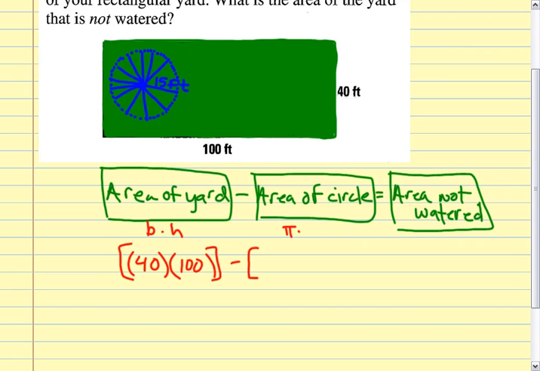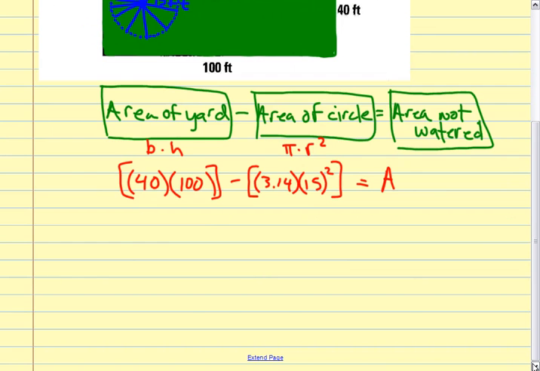Pi times radius squared. So now let's plug in these brackets the values that we know. What do we know for pi? 3.14. And do we know the radius? 15 squared, okay? And then that's going to give us the area that's not watered, right? Okay, Barrett, perfect. Now, Emma, will you tell me what's the area of the yard? What is 40 times 100? 4,000, right?